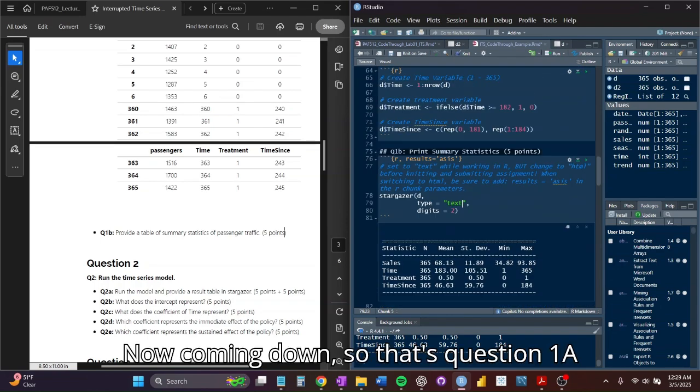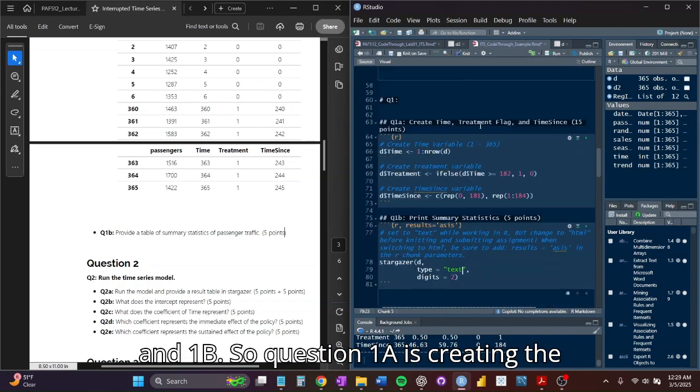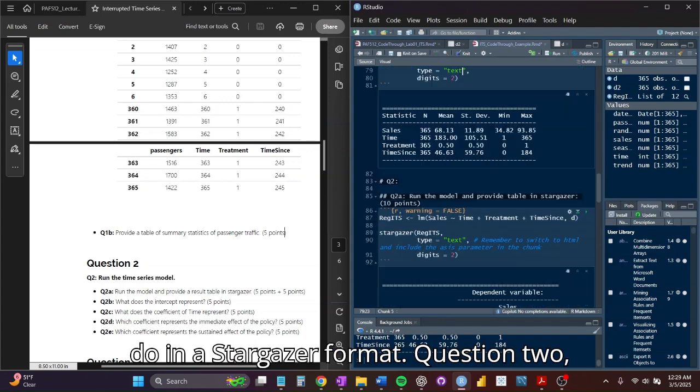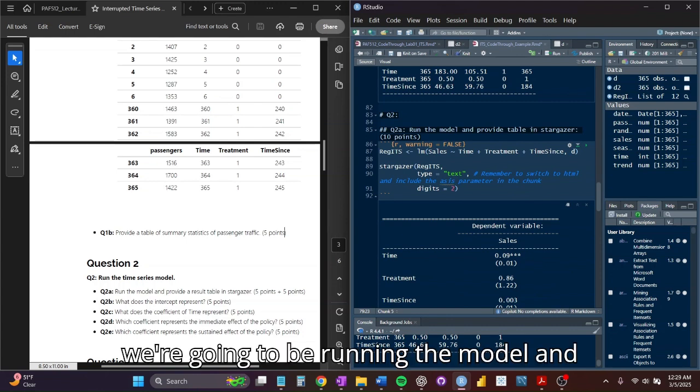Now coming down, so that's question 1A and 1B. Question 1A is creating the variables. Question 1B is printing summary statistics, which I want you to do in a Stargazer format. Question 2, we're going to be running the model and providing the table in Stargazer. So first we're going to create the model.